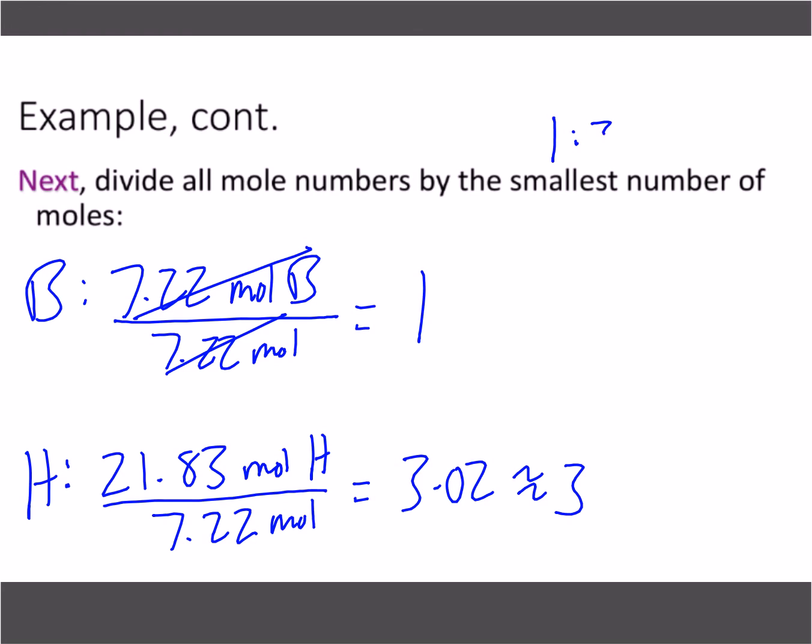Dots, right? So 1 to 3. That would be the ratio of boron to hydrogen, 1 to 3. How do you think we show ratios in chemistry, though? What do we call those?